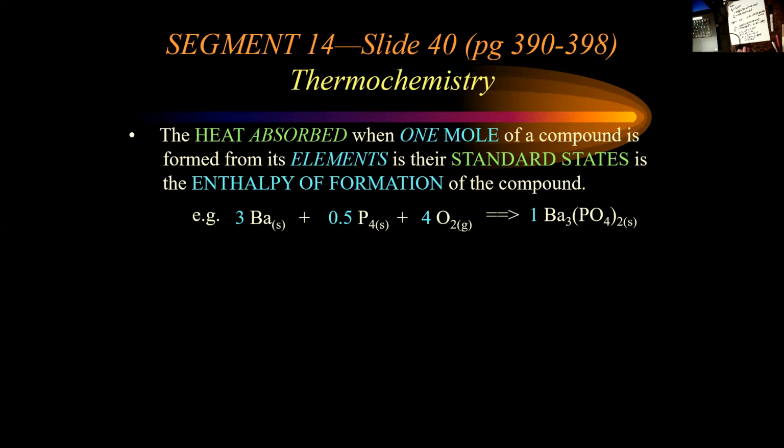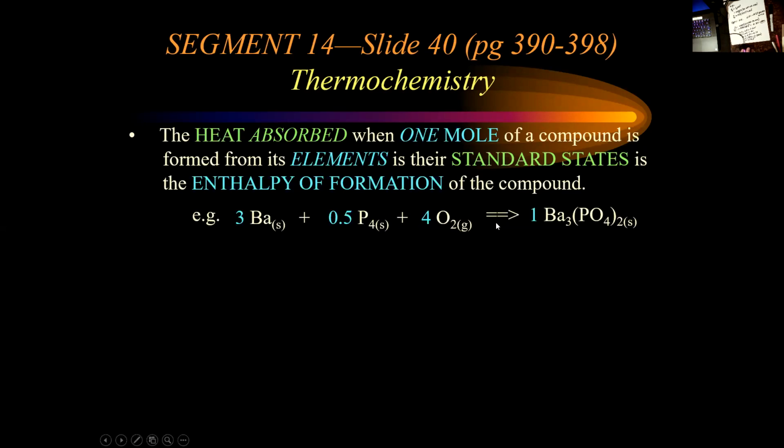We can't react barium and phosphorus and oxygen. These are their standard state values. Barium is solid at room temperature. Phosphorus is tetraatomic. It's like a little tetrahedron with 4 phosphorus atoms stuck together. That's the way you find phosphorus at room temperature and pressure. Oxygen is always gaseous at 25 degrees and 1 atmosphere pressure. So these are the standards for the elements.